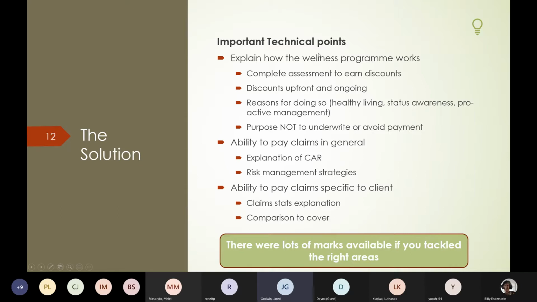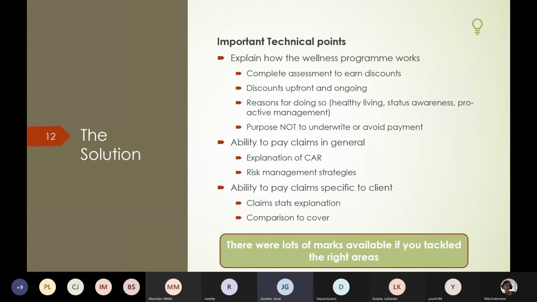So from an important technical point, you had to explain how the wellness program works. I hope that's come across now. You had to explain that you complete your assessment to earn the discounts, that the discounts are upfront and ongoing. You had to explain the reasons for doing so. And when I say had to, I'm talking about where the marks were coming from. Your reasons for doing so were often missed out. A lot of students didn't mention why we would give you a discount for belonging to this wellness program. What is the point of the wellness program?